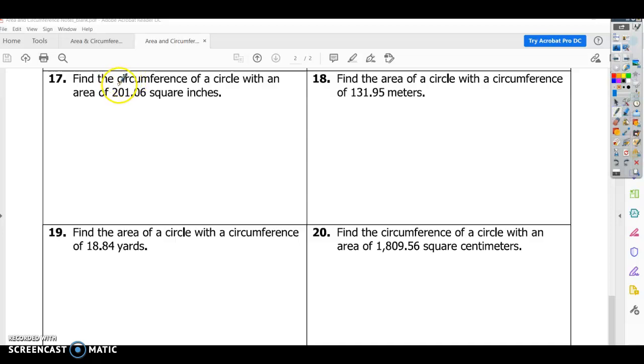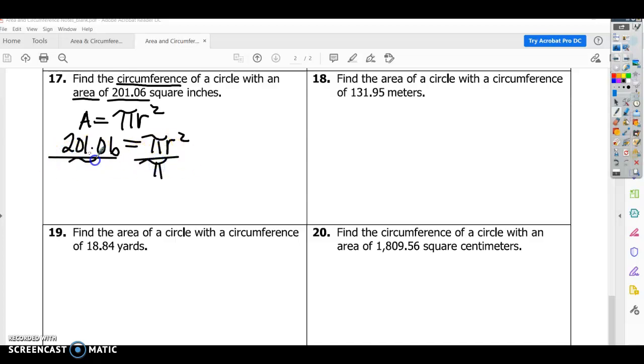All right, so let's do a couple more examples. Find the circumference of a circle with an area of 201.06 square inches. So we're going to start with what we're given, which is the area. Area equals pi r squared. 201.06 equals pi r squared. All right, I want to divide both sides by pi. R squared equals 64. Take the square root. R equals 8.